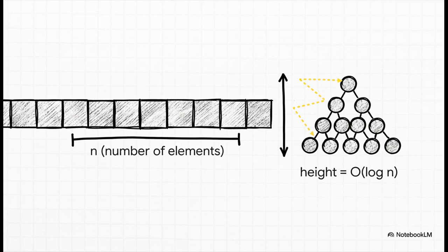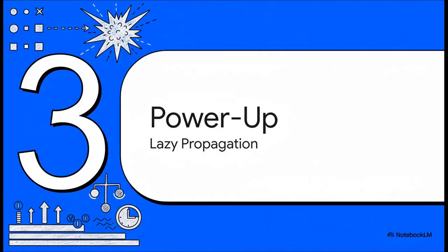And that is how we get that incredible O(log n) time complexity. It's a total game changer. Okay, so fast queries are awesome, but what if the data itself needs to change? And not just one element at a time, but entire ranges. This is where we need to give our segment tree a superpower, a really clever technique called lazy propagation.